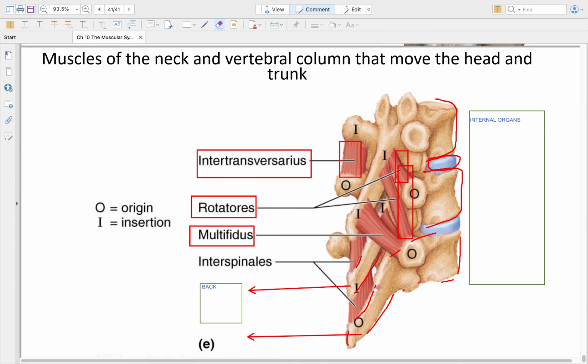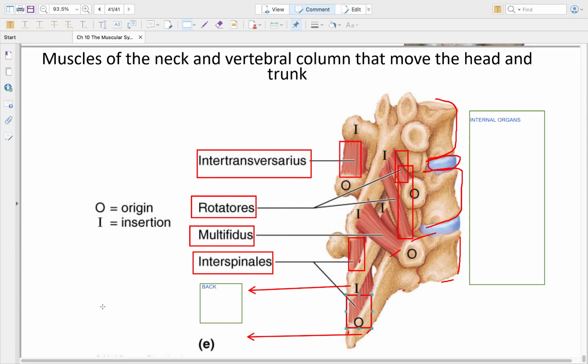And then finally, the last one, and this is a good one too, is in between each spinous process, like there, and that one too. These are called interspinalis.